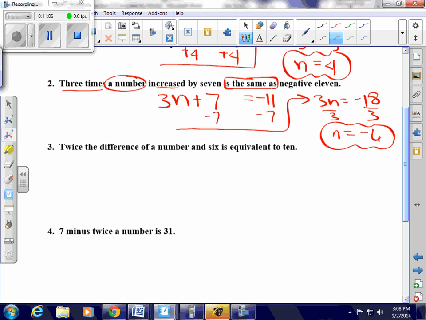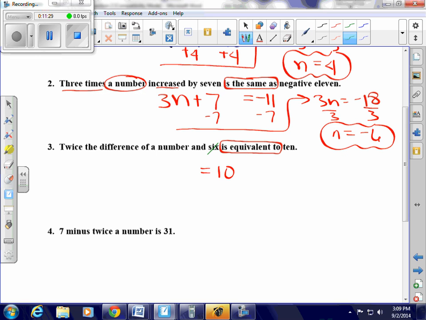Number 3, twice the difference of a number and 6 is equivalent to 10. Is equivalent to is your equal sign. So something is equal to 10. Twice the difference of a number and 6. Now these are starting to get a little bit more complicated the further along we go. You might want to use the same strategy my algebra teacher taught me. I'm going to start at the end and just simply work my way backwards.